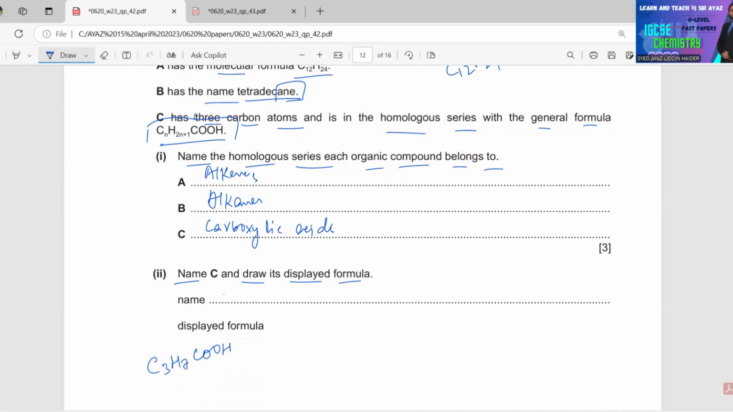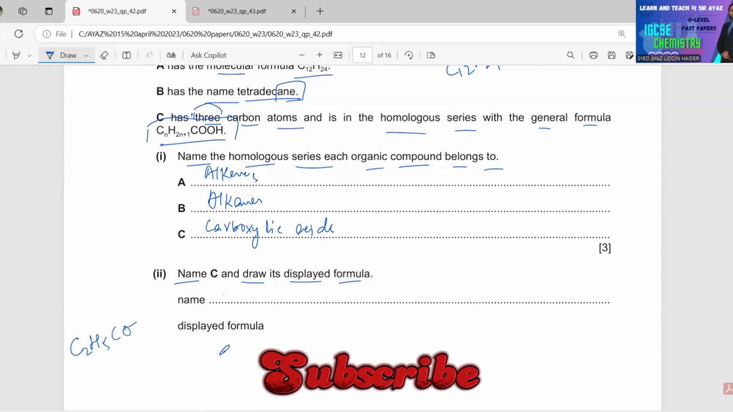Sorry, they are saying total 3 carbon atoms. So I must have to place 2, not 3. So C2H, 2 multiplied by 2 is 4. 4 plus 1, 5. H5 COOH. And it's a propanoic acid. So it must be propanoic acid.